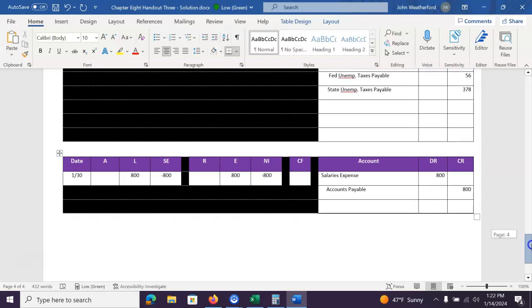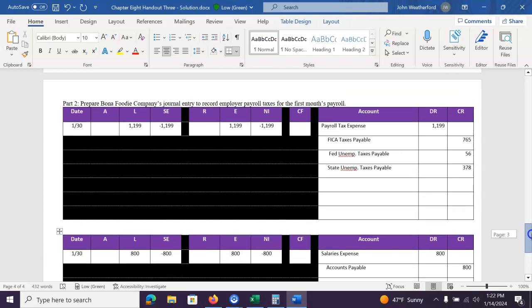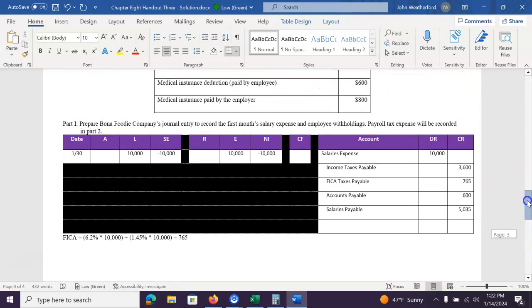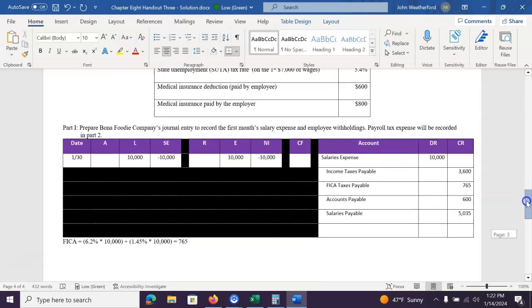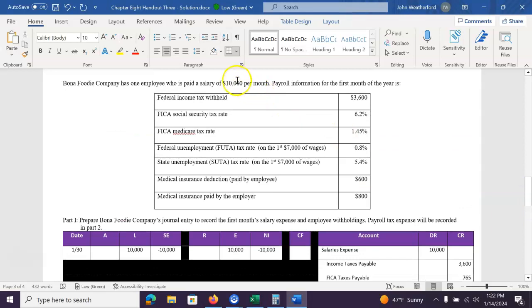You guys, a common mistake here would be to multiply the full salary amount of 10 grand by the federal and state unemployment rates. Remember, that's only 7 grand per employee per year.